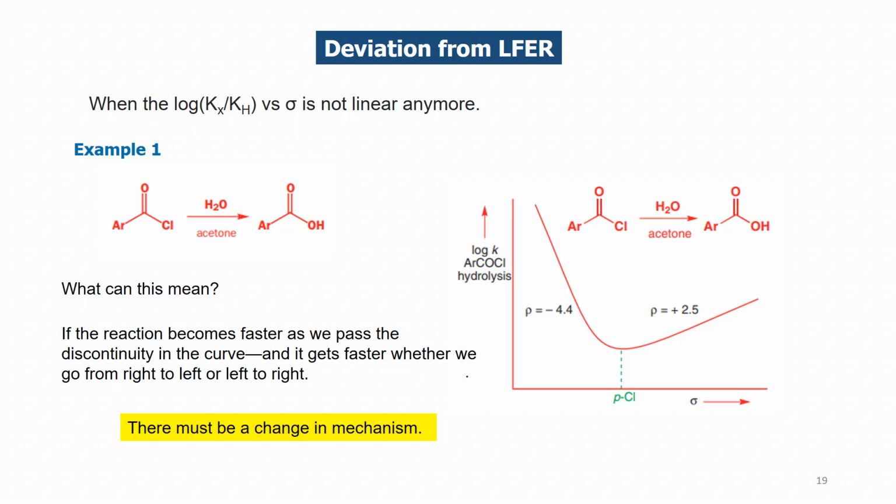If the rho value is positive, the line has a positive slope, and if the rho value is negative, the line has a negative slope. But there are some cases where in the same reaction we can get both types of rho value, positive and negative. Here you can see this acyl chloride hydrolysis reaction. When an electron withdrawing group is added, we get a positive rho value, and in case of an electron donating group, we get a high negative rho value.